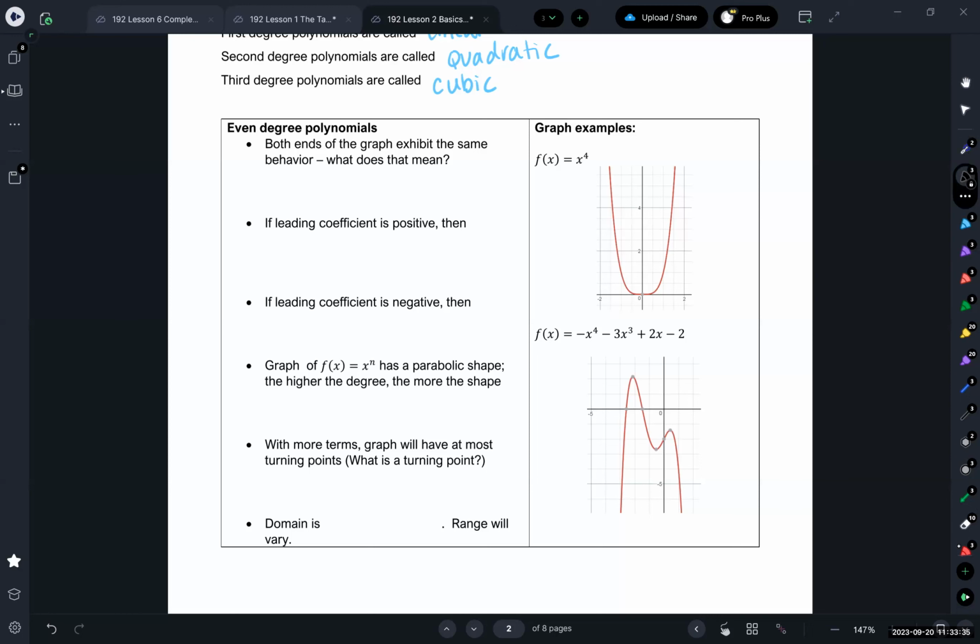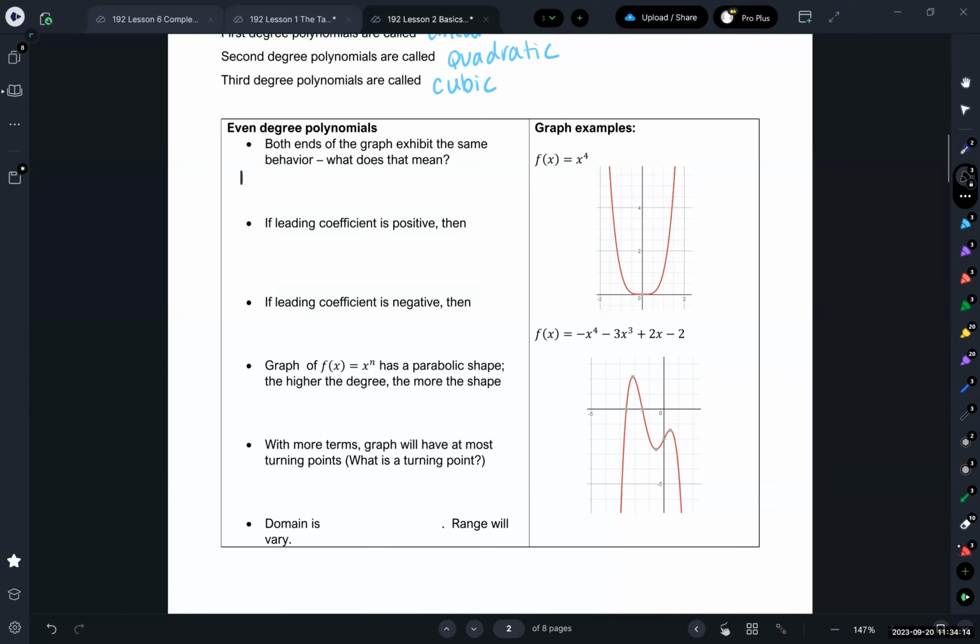There are a couple of graph examples here, but when you have an even degree, so it's degree 2, 4, 6, etc., both ends of the graph exhibit the same behavior. What does that mean? The ends of the graph are what happens as you go into very large x values or very small x values. So we are talking about what's happening here or here. And as you can see in both cases, they're doing the same thing. In other words, the graph is either going up on both sides or going down on both sides.